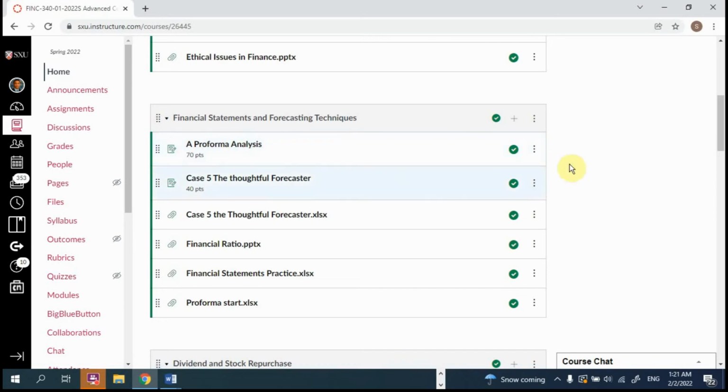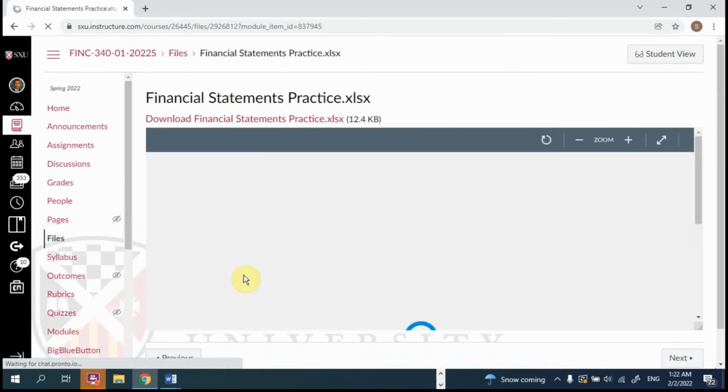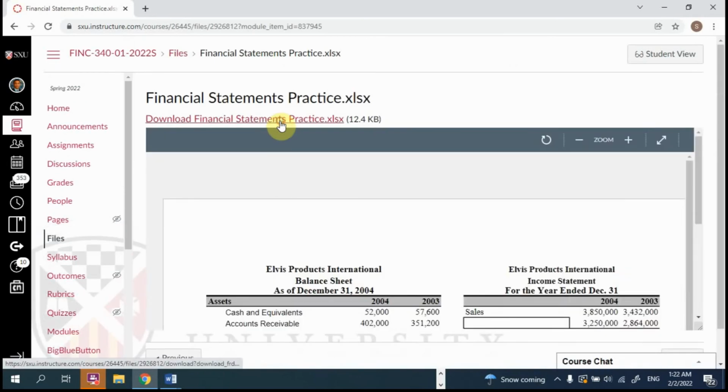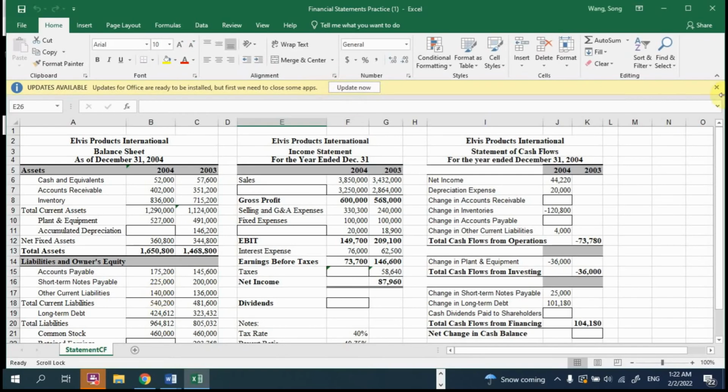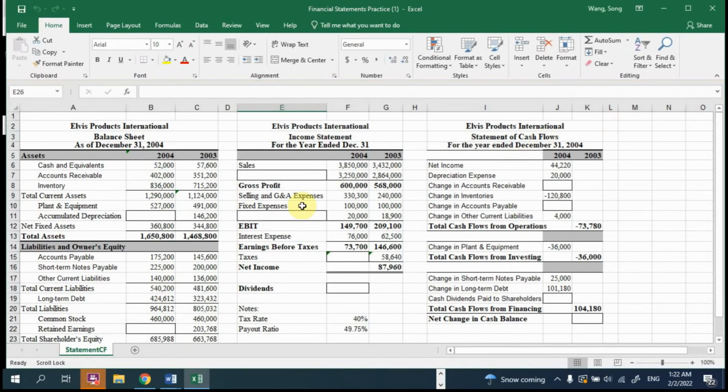Also, we will do a quiz next Wednesday based on what we learn today about financial statements and all these forecasting techniques. The first thing we want to do here is the financial statements practice. If I click in here, let me just download this file. Okay, what you'll see here is the basic form of a financial statement.